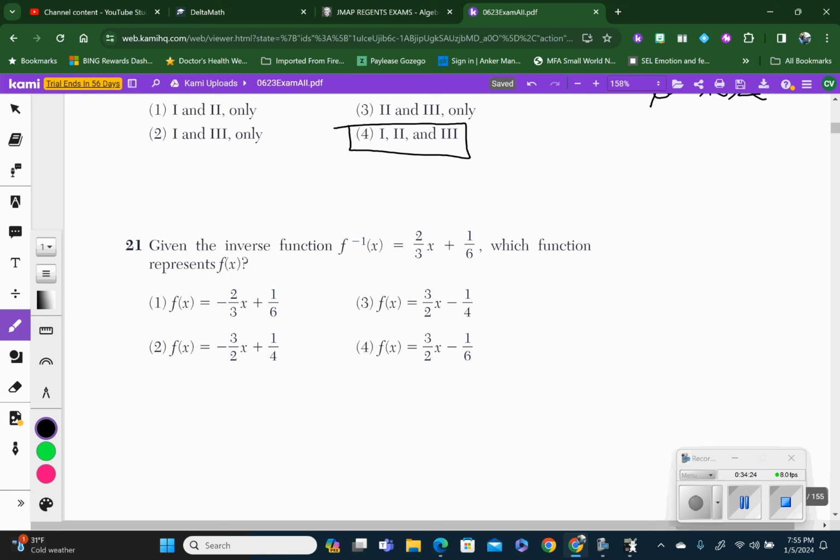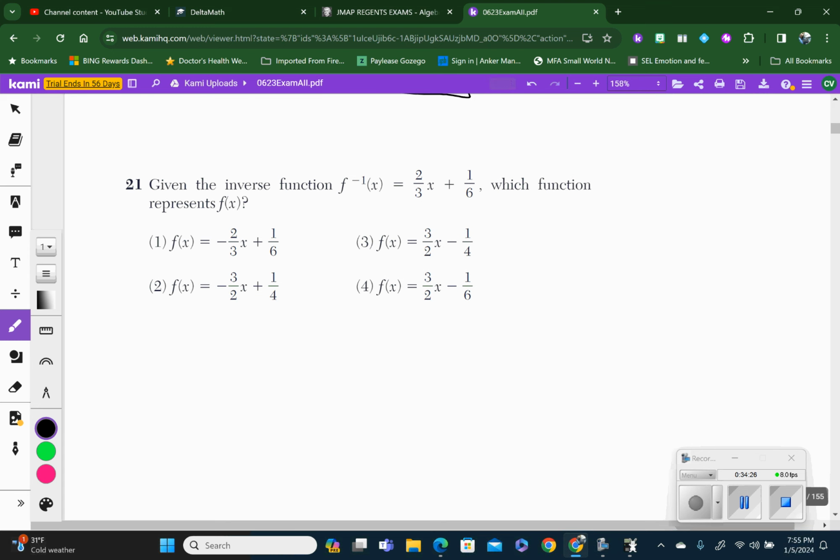Inverse, okay? We did this. This is our last lesson. So for inverse, we have y equals 2/3 x plus 1/6. We're going to take x and y and switch them. So that's going to become x equals 2/3 y plus 6. I'm going to stop and look.